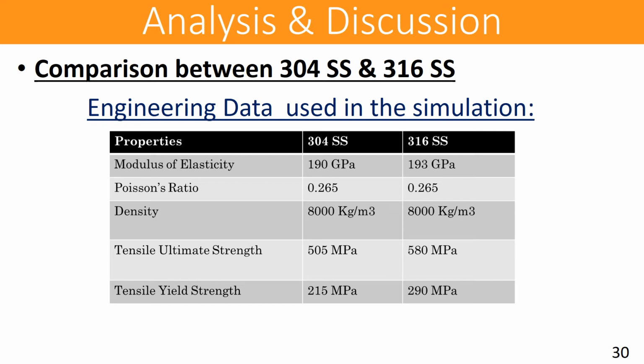For 304 stainless steel, I used the properties of modulus of elasticity of 190 gigapascal, Poisson's ratio of 0.265, density of 8,000 kg per cubic meter, tensile ultimate strength of 505 megapascal, and tensile yield strength of 215 megapascal. And for 316 stainless steel, I used modulus of elasticity of 193 gigapascal, Poisson's ratio of 0.265, density of 8,000 kg per cubic meter, tensile ultimate strength of 580 megapascal, and tensile yield strength of 290 megapascal.